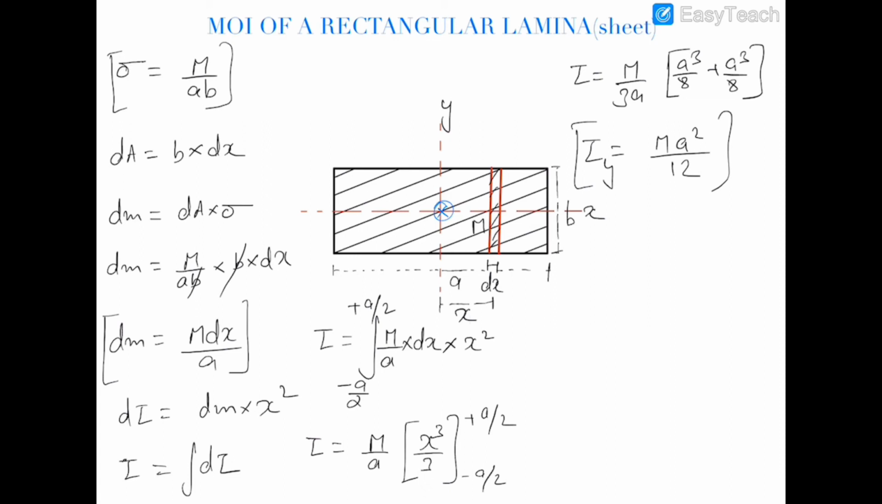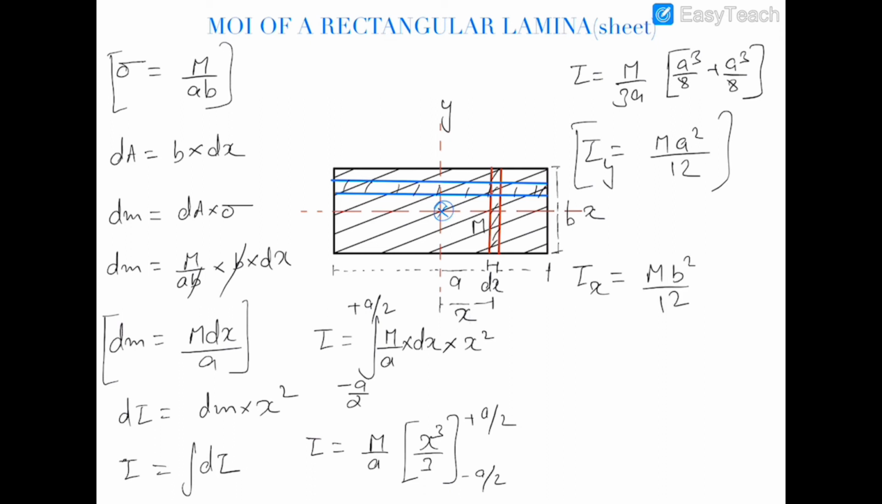Similarly, by considering an element like that, you can find out the moment of inertia of this sheet about the x-axis, and therefore the expression for the moment of inertia about the x-axis can be predicted as Mb squared by 12.